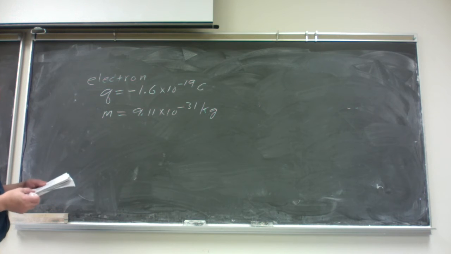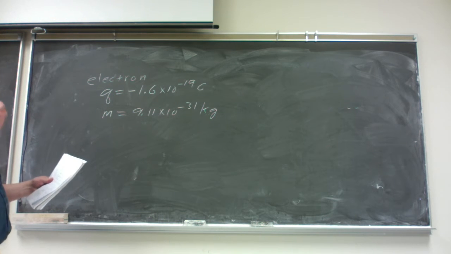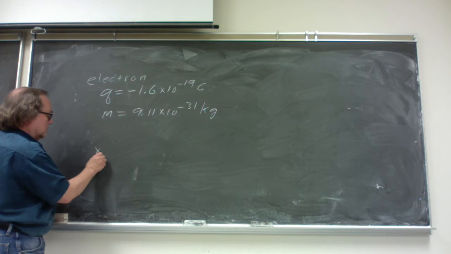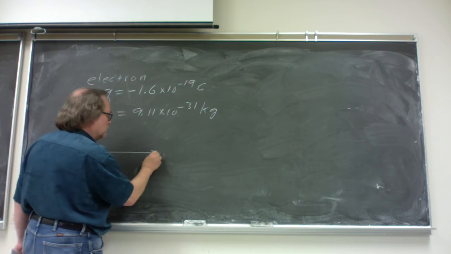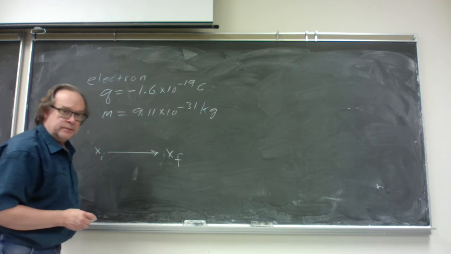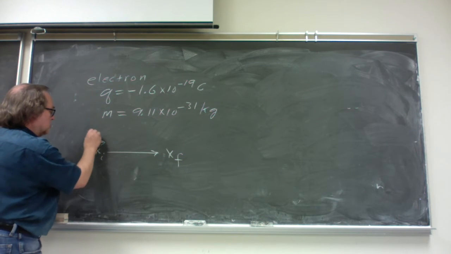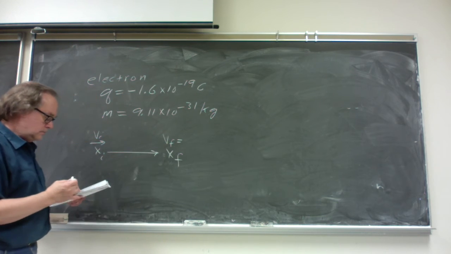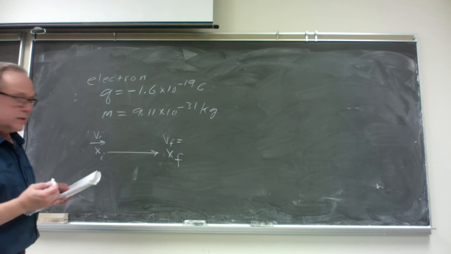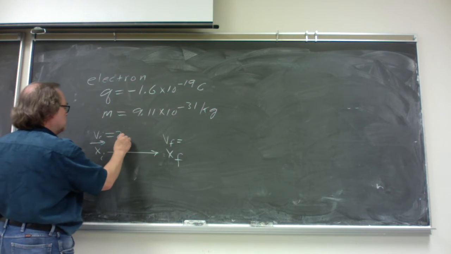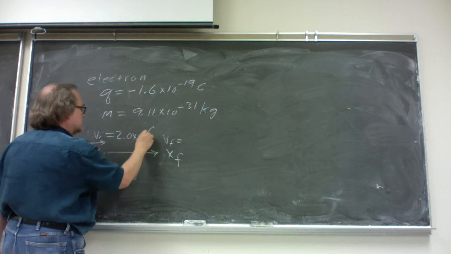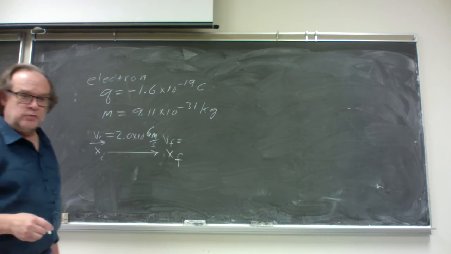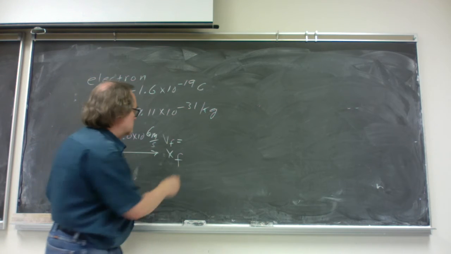And let's say that the electron starts out here, and then just moves to some final location. It's got some initial velocity here and some final velocity here. Let's say that the initial velocity is 2.0 times 10 to the 6th meters per second. And the final velocity we don't know. We're going to figure that out.